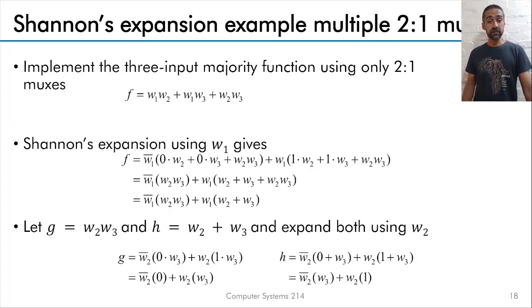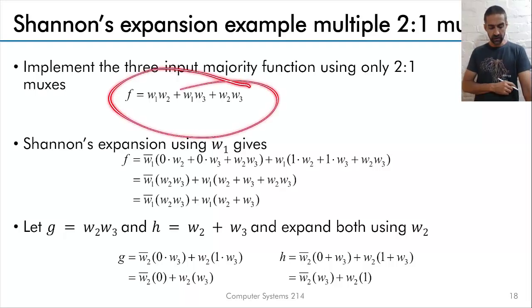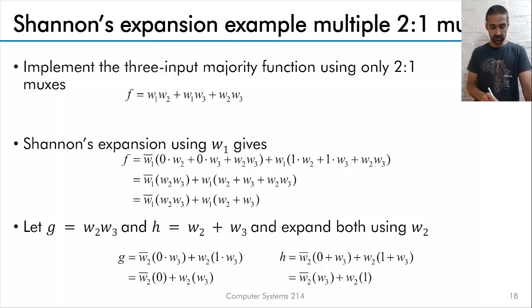Okay, so that brings us to the second last example from this lecture. In this case, we want to use a 3-input majority function, and we want to implement it using only 2-to-1 multiplexers. So we only have 2-to-1 multiplexers, which means we're going to extract one variable. This is the 3-input majority function written down here in an optimized form. And what we can do now is take out one variable. In this case, we're taking out W1.